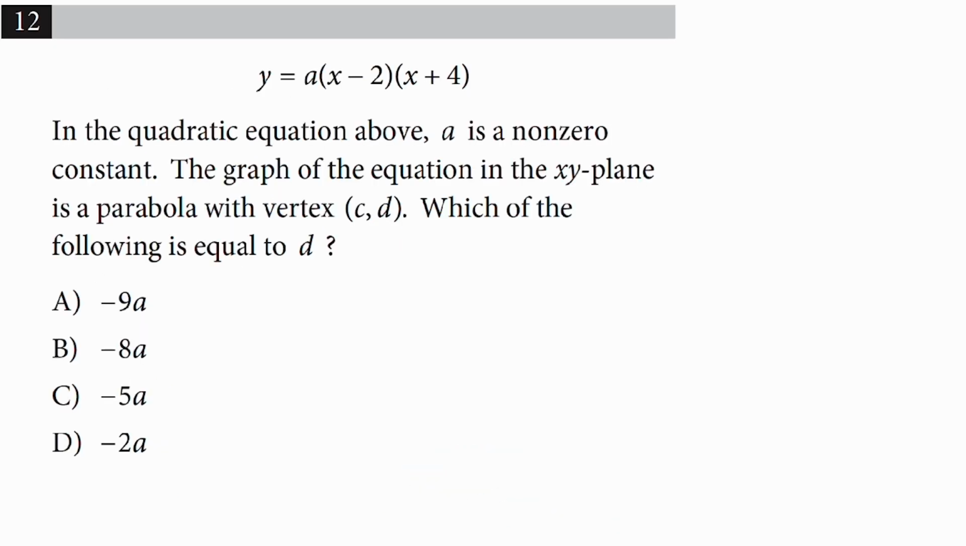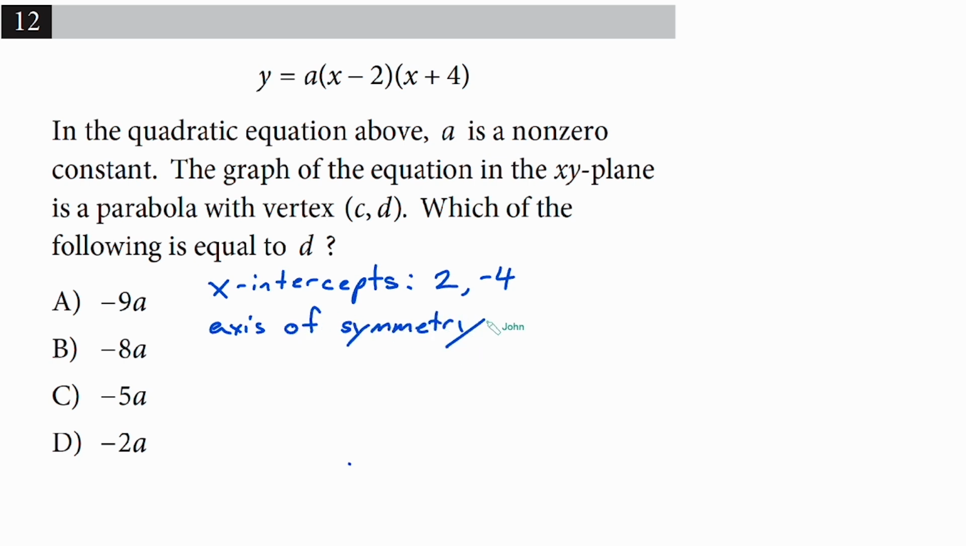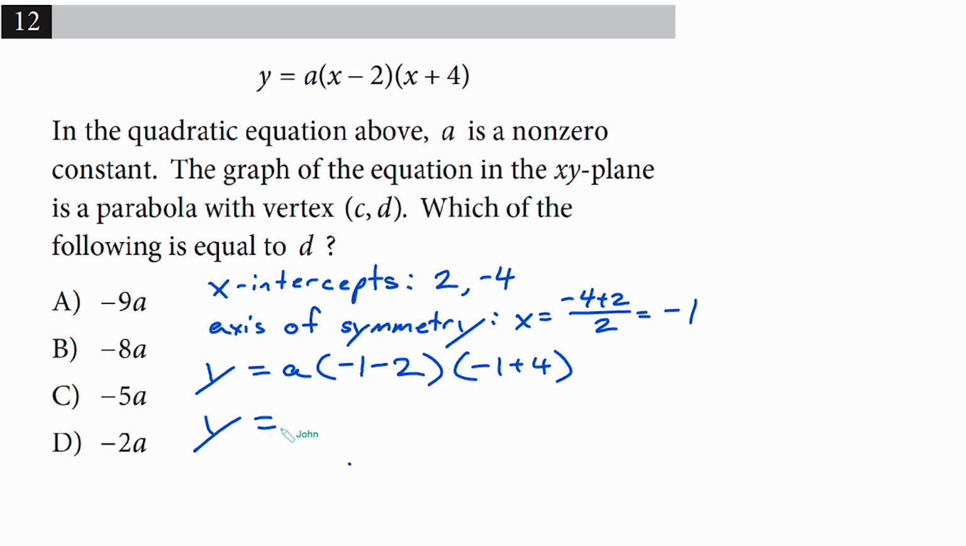In the quadratic equation above, a is a non-zero constant. The graph of the equation in the xy plane is a parabola with vertex (c, d). Which of the following is equal to d? We're given factored form, so the x-intercepts must be 2 and -4. The axis of symmetry of the parabola, which gives the x-coordinate of the vertex, is halfway between the x-intercepts since all parabolas are symmetric. So we have that c is equal to -1. We plug that into the equation to get that the y-coordinate of the vertex d is equal to -9a.